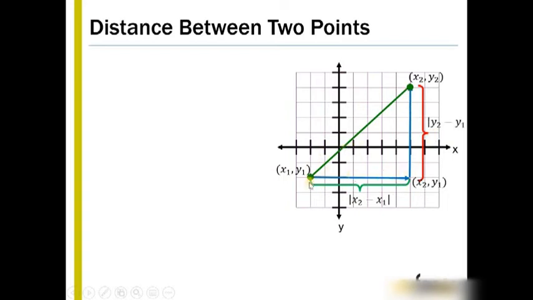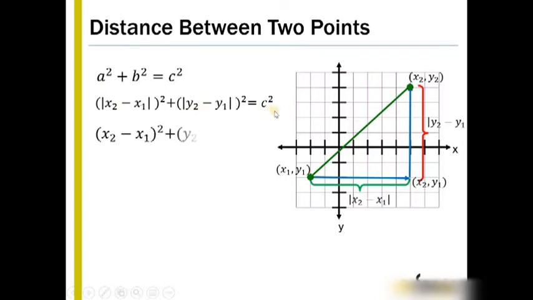So now we have two sides of a right-angled triangle. We can use Pythagoras' theorem. A squared plus b squared equals c squared. So this means that |x2 minus x1| squared plus |y2 minus y1| squared equals c squared. But now we can remove the absolute value signs because when you square something, it's always positive anyway. So (x2 minus x1) squared plus (y2 minus y1) squared equals c squared.